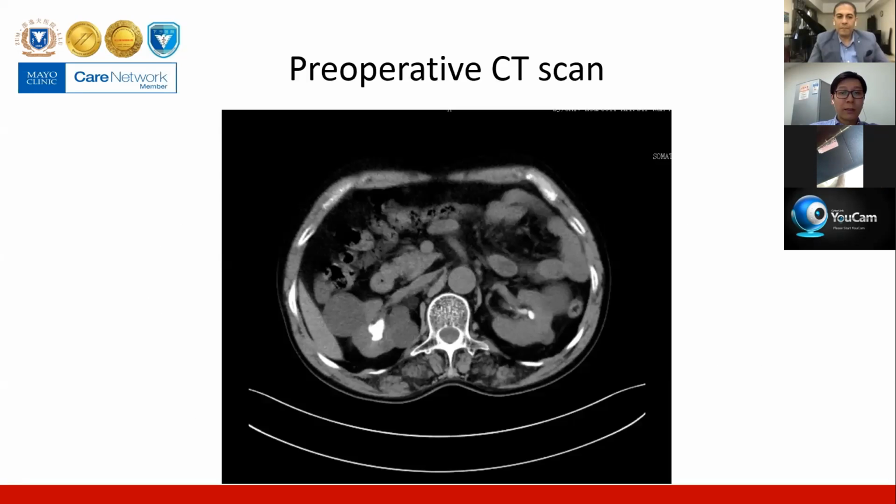So here is his preoperative CT scan. We can see the calculi located in the bilateral renal pelvis and the calyces. And the stone in the right kidney is larger, about 1.5 centimeters, and there is no obvious hydronephrosis.